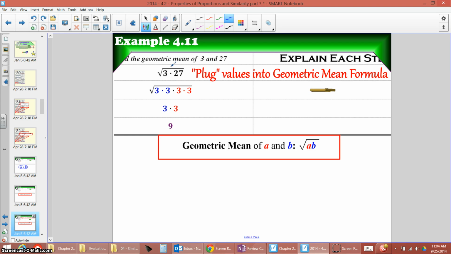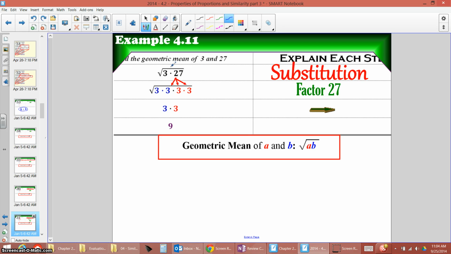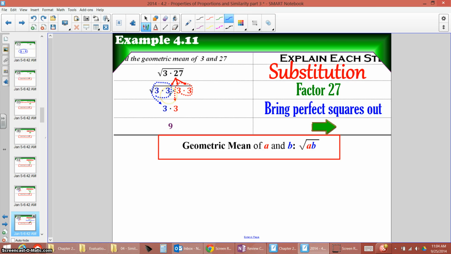So now once I've done that, I can break 27 apart into 3 times 3 times 3. Okay? So I'm factoring the 27. And then notice how I have two groups of 3. Well, the square root of 3 times 3 is 3, and the square root of 3 times 3 is 3. So I'm pulling those out individually. I'm pulling out my pairs, or bringing perfect squares out, and then I multiply 3 and 3 to get 9.